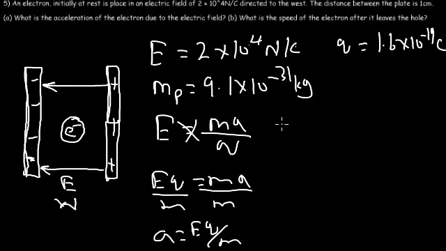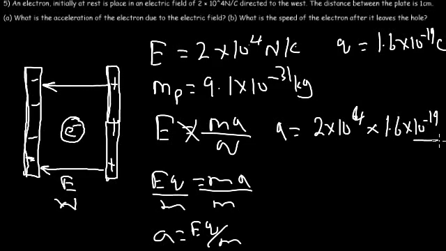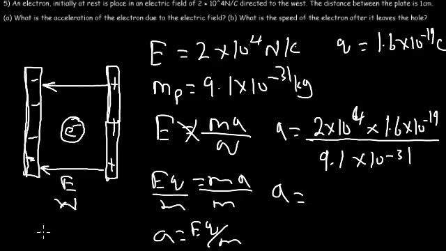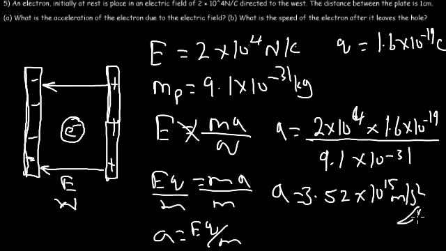Now the value of A will be equal to the electric field, which is 2 times 10 to the power 4, multiplied by the quantity of charge, 1.6 times 10 to the power negative 19, then divided by the mass, 9.1 times 10 to the power negative 31. I'm going to type that into my calculator right away. So I have my final answer. If you type that properly, you should get 3.52 times 10 to the power 15 meter per second squared. That's a very large number, and this is the rate at which the electron accelerates.